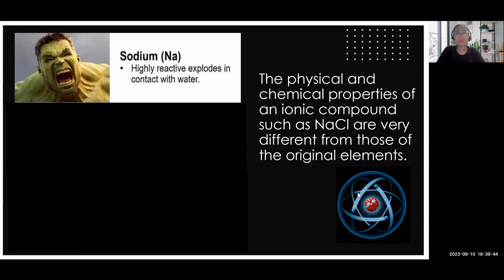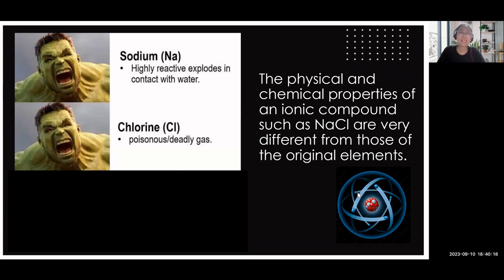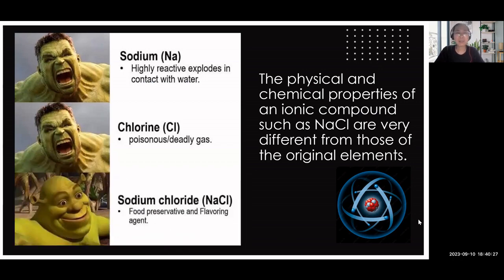Let's take note that the physical and chemical properties of an ionic compound such as sodium chloride are very different from those of the original element. I have here a very good illustration of that. When we say sodium, one of its characteristics is that it is highly reactive and it explodes in contact with water, so it's a very dangerous element. Chlorine as well is a very poisonous and deadly gas. But if you combine them together, you have sodium chloride. It actually becomes a food preservative and a flavoring agent.